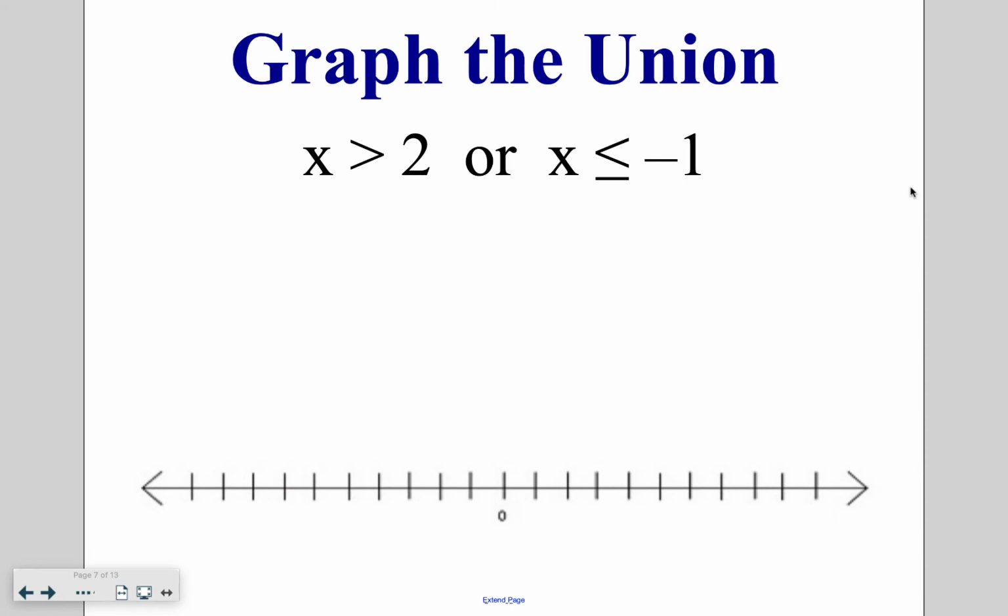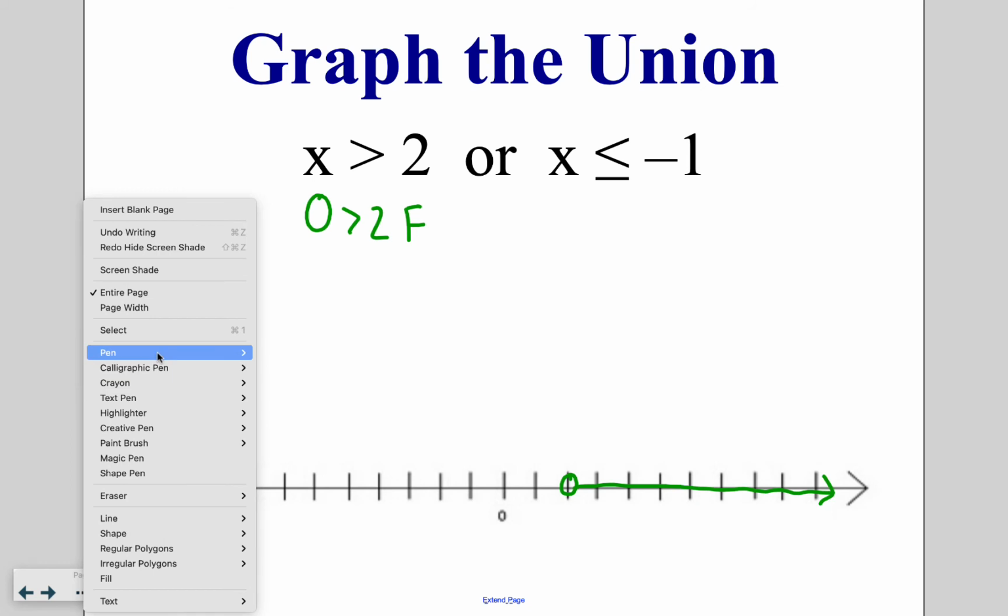Moving on to the union now. This is the part where it has to satisfy one or the other. Starting with the basic one, I've got x is greater than 2. I'm going to go to my graph and put my open dot at 2. 0 is greater than 2 is a false statement, so we are looking for the values going to the right, all of those that are bigger than 2.